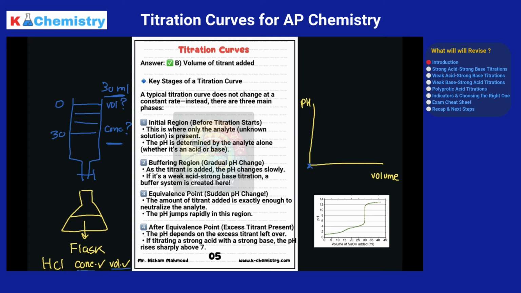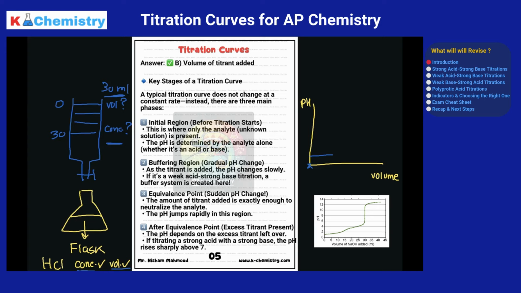The initial region before the titration starts is where only the analyte, the unknown solution, is present. And the pH is determined by the analyte alone, whether it is an acid or base. So if there is an acid in the flask, the pH is going to be low. We know that acids have a pH less than 7. So if you started with the analyte, the pH is going to be low.